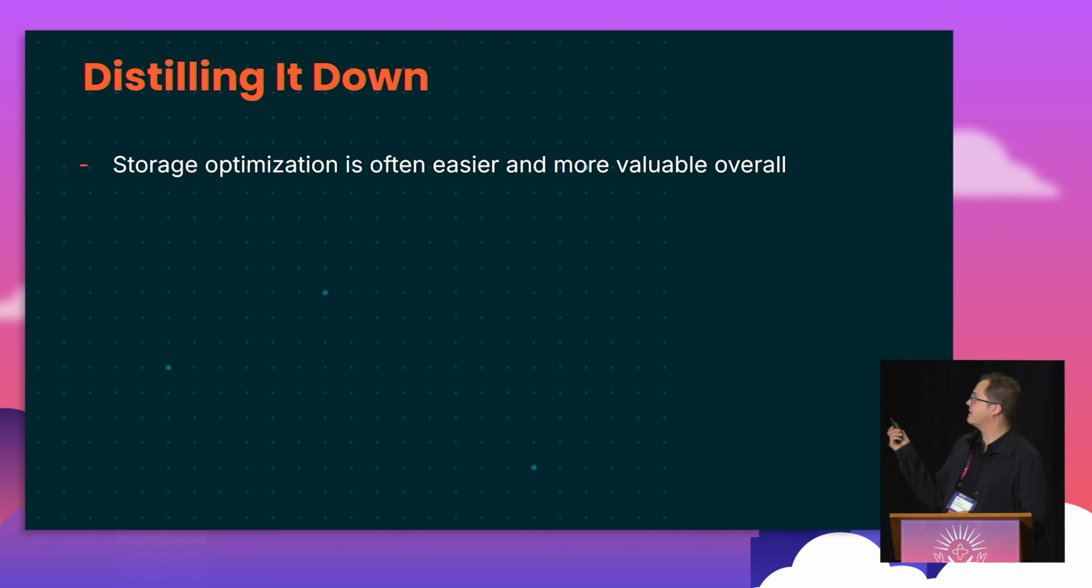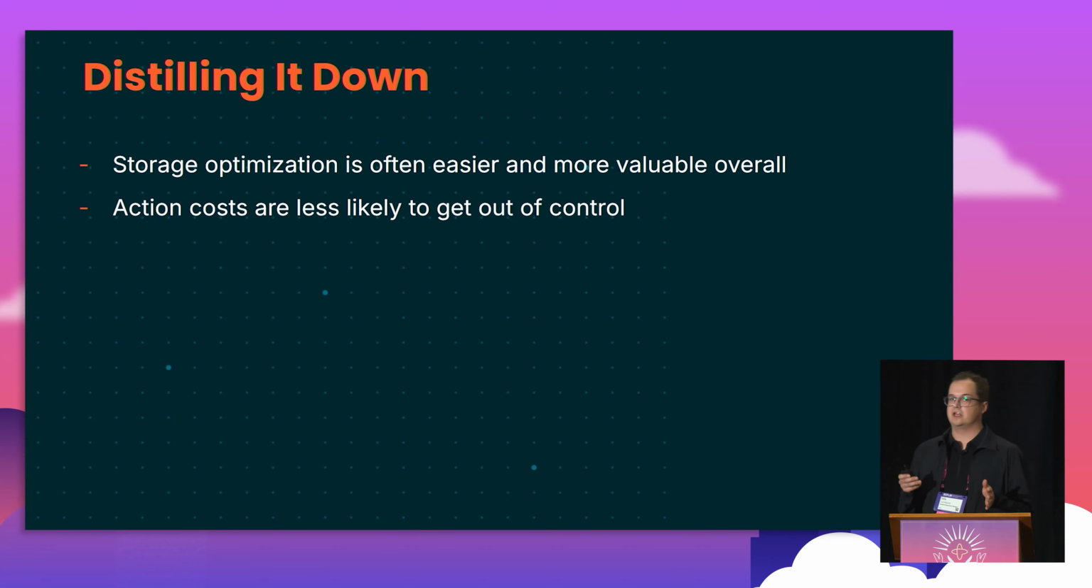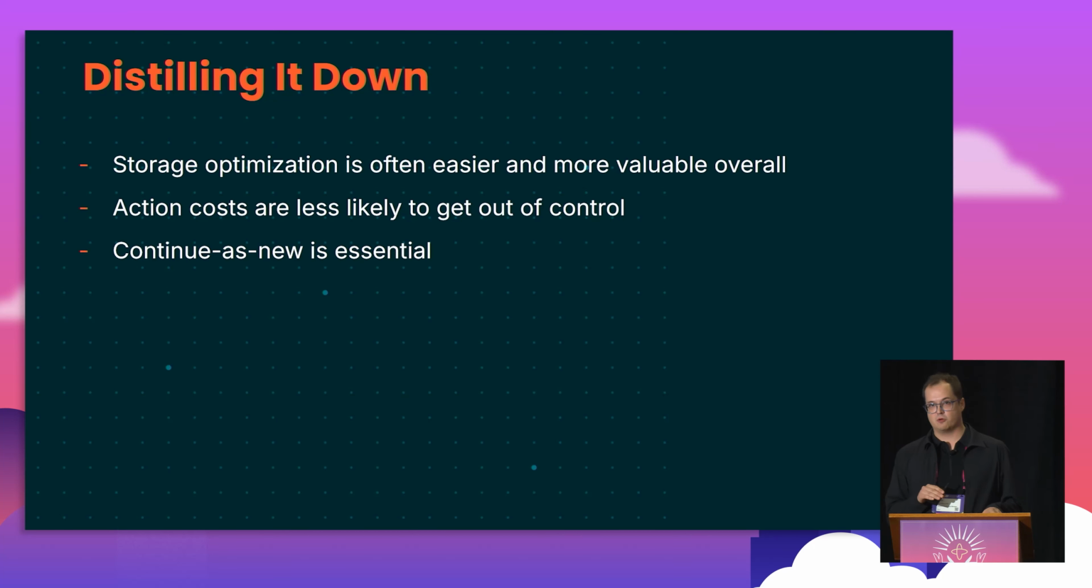So to distill everything down, storage cost optimizations are often easier and more valuable than trying to save on actions. Actions are much less likely to get out of control by accident. Usually the actions that you're doing are unavoidable, or if you can avoid them, you can usually just avoid an action or two. Continue-as-new is an essential tool, especially if you're going to be running very active workflows or workflows that will run for a very long period of time. It's essential to think about this in your workflow design up front.